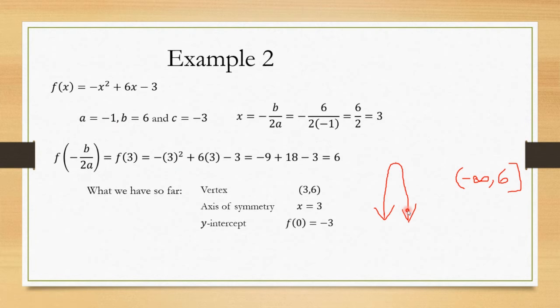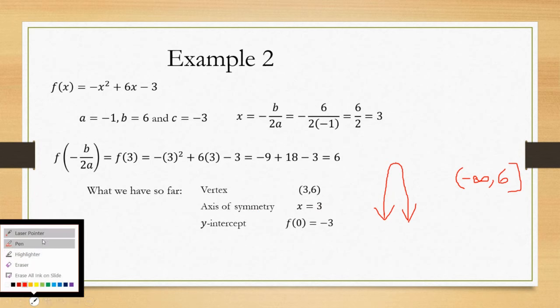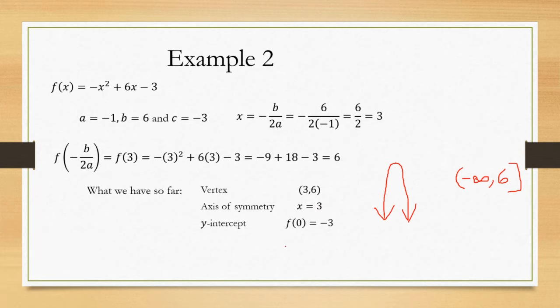Now, we have the axis of symmetry, right? That's the vertical line through the vertex. That's x equals 3. And the y-intercept is f of 0. Let me do that calculation actually. So for f of 0, let me draw it out. One second.